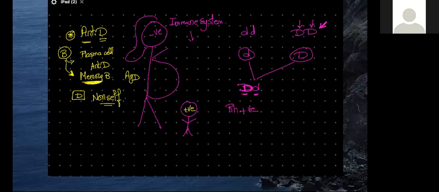Later on, when the mother gets pregnant another time, the other baby is also going to be Rh positive. So his red blood cells are expressing the D antigen on their surface. But the problem here is that the mother is now producing immunoglobulins that can travel through the placenta. They can cross the placental barrier.